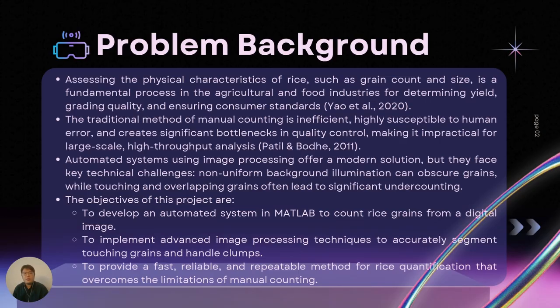Automated systems using image processing offer a modern solution, but they face key technical challenges. Non-uniform background illumination can obscure grains, while touching and overlapping grains often lead to significant undercounting. So our project objective is to develop an automated system in MATLAB to count rice grains from a digital image, to implement advanced image processing techniques to accurately segment touching grains and handle crumbs, and to provide a fast, reliable, and repeatable method for rice quantification that overcomes the limitations of manual counting.